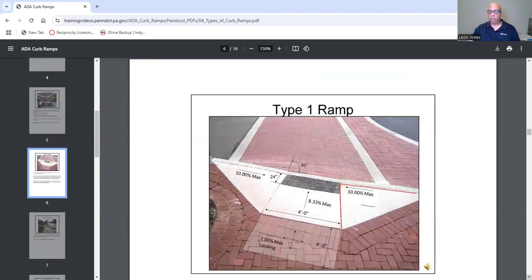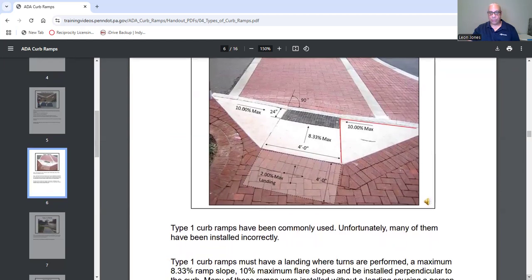Here we have what we call a type 1 ramp. Now, as you see, there's information. This is your cross slope. It's generally 4 feet. Your cross slope must be 2% max. This right here is your detectable warning surface, 24, which is 2 feet by 4 feet. Then you have your depressions, 10% max. Then, of course, this is your slope at 8.33.